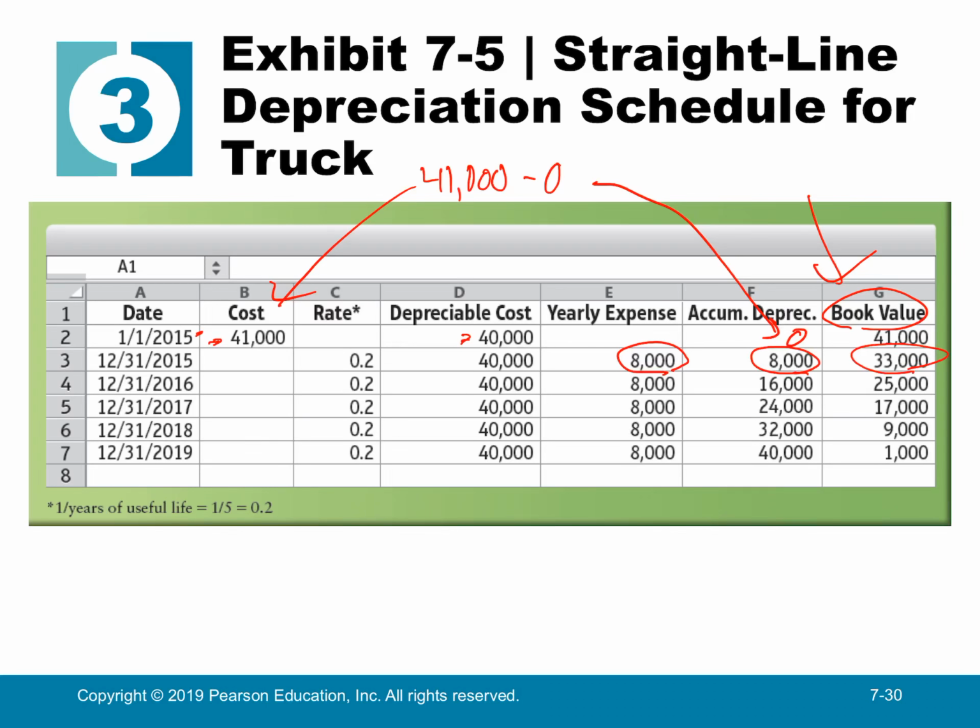Our book value drops to 33,000. The next year, 8,000, straight line method, accumulated depreciation is now 16,000, the old 8,000 plus the new 8,000. Book value is now 25,000. Look through this, let it kind of sink in, make sure you feel comfortable with all of these different columns and how straight line depreciation works.